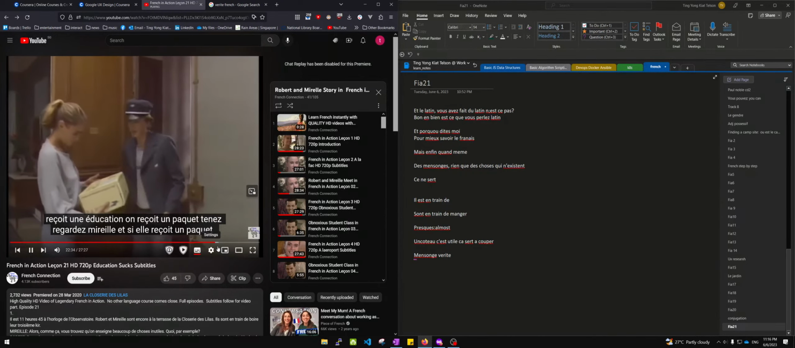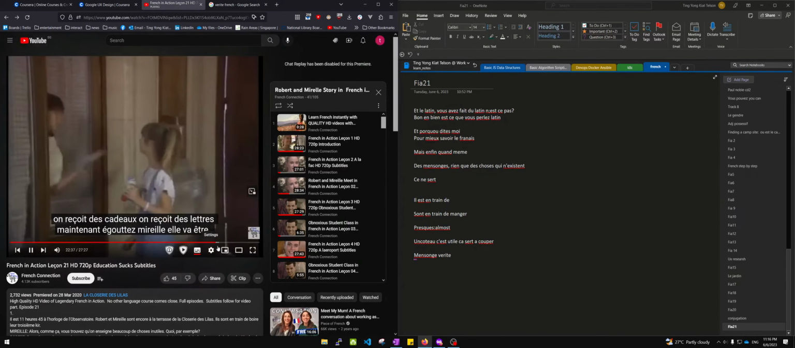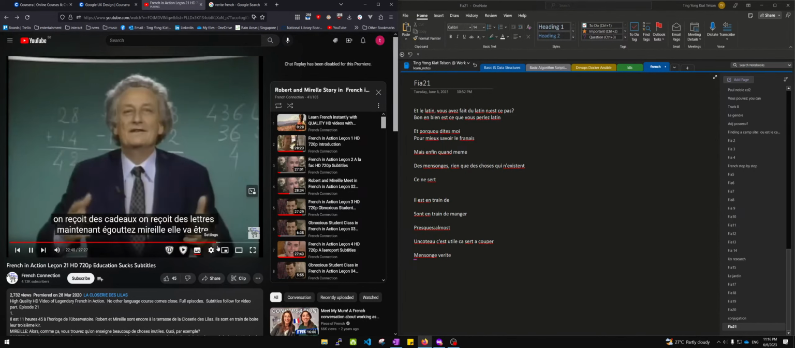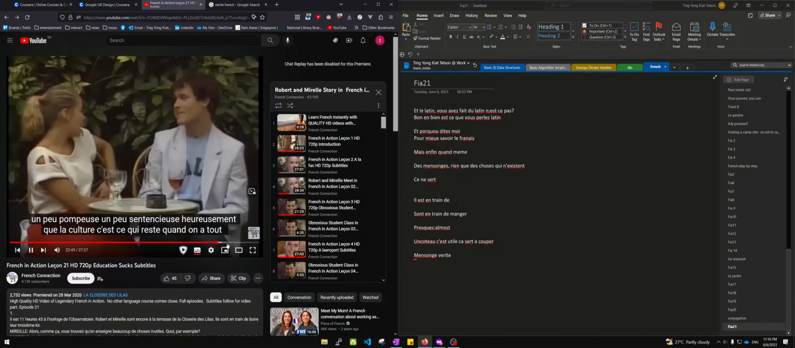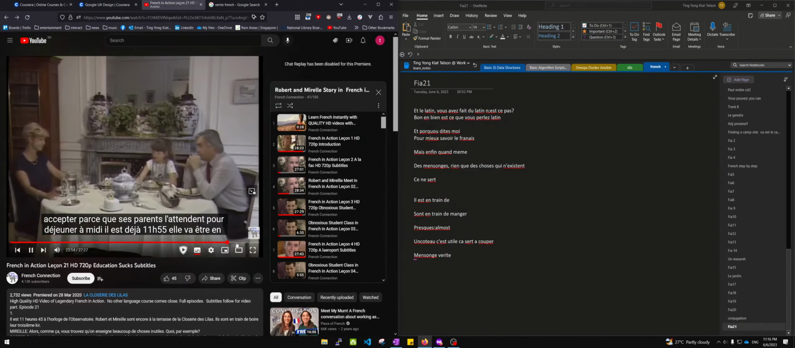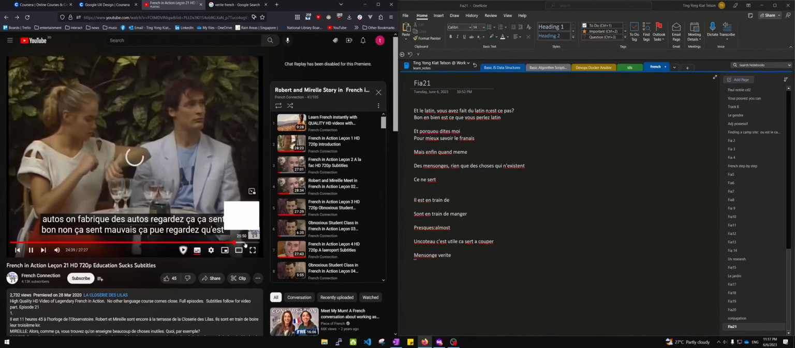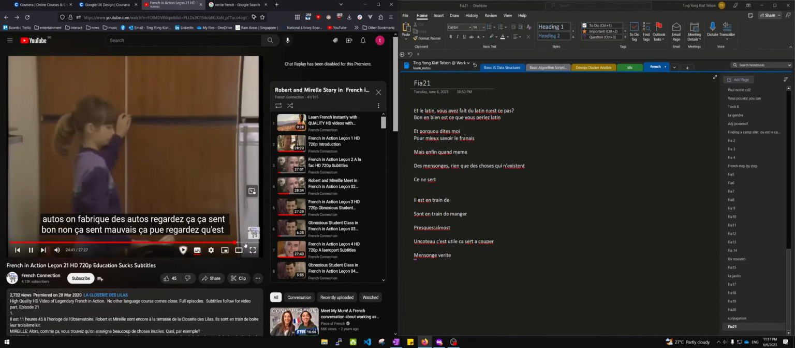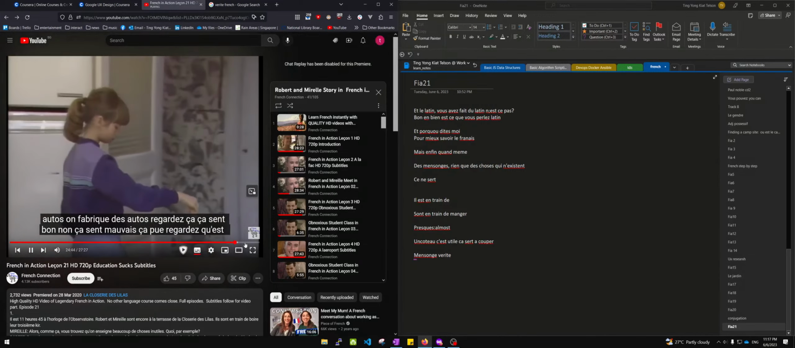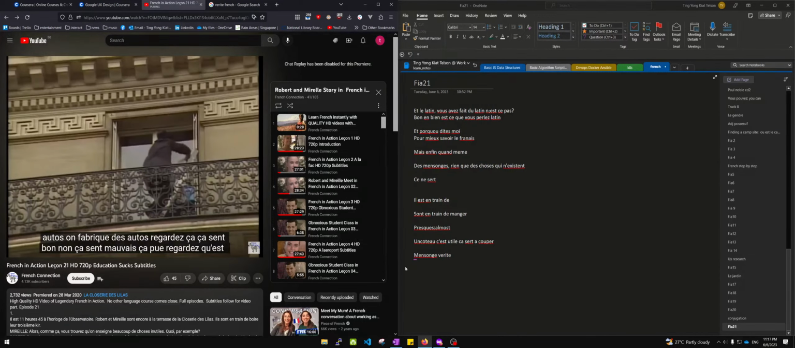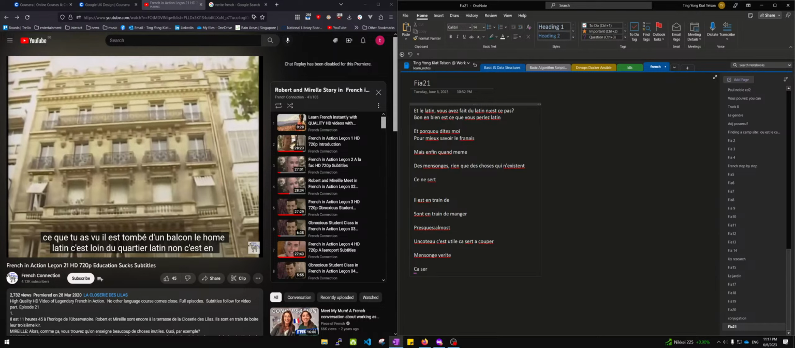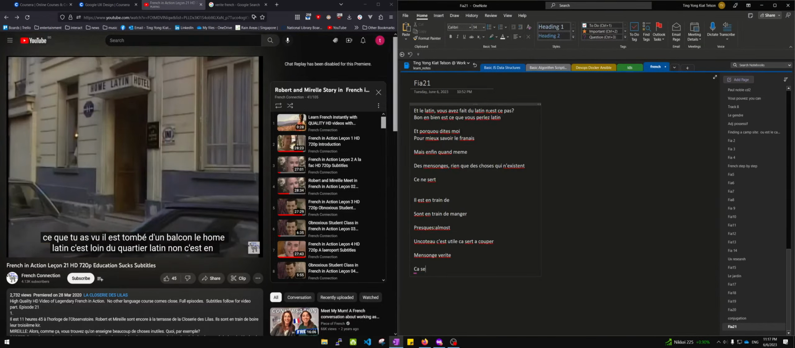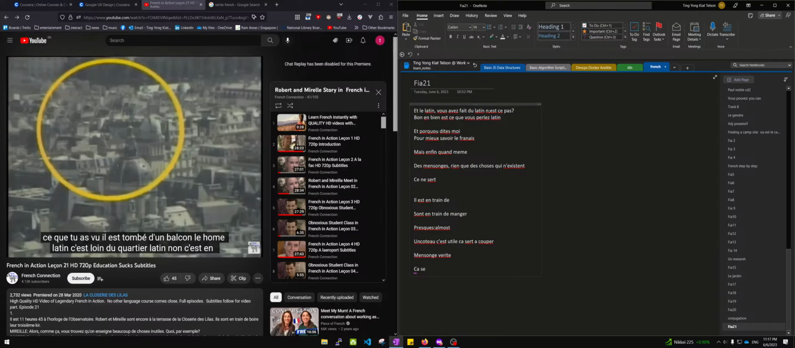Tenez, regardez Mireille ici. Elle reçoit un paquet. On reçoit des cadeaux. On reçoit des lettres. Maintenant, écoutez Mireille. Elle va être un peu pompeuse, un peu sentencieuse. Il est déjà midi moins 5. Ça sent bon? Non. Ça sent mauvais. Ça pue. Regardez. Qu'est-ce qui est arrivé à ce monsieur? Il est tombé d'un balcon. Le Home Latin, c'est loin du quartier latin? Non, c'est en plein quartier latin.